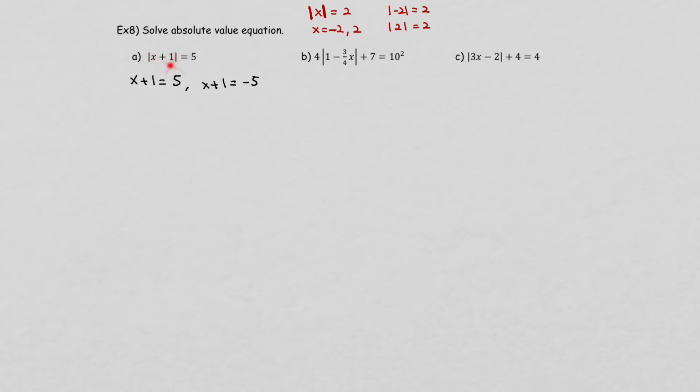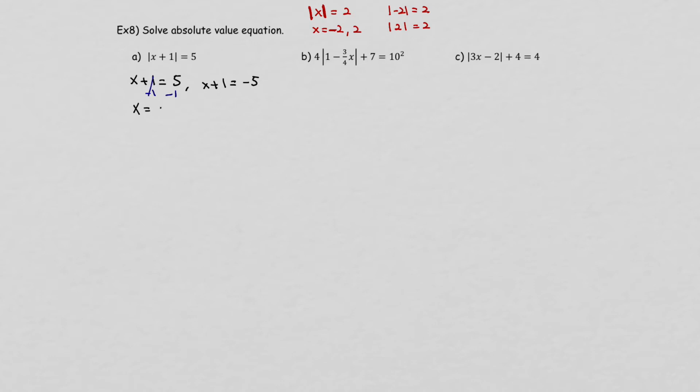So inside of the absolute value, this x plus 1 can be either positive 5 or negative 5. That will still give you that absolute value 5, right? So we are trying to get rid of absolute value by understanding the meaning of it. And then, for both, right? So then x should be subtracting 1.